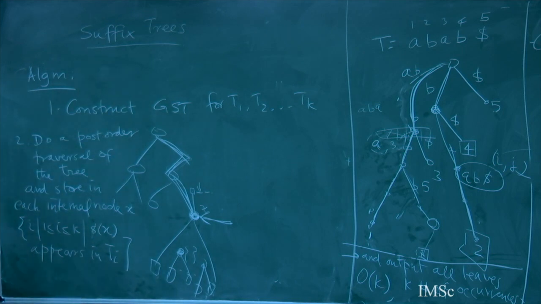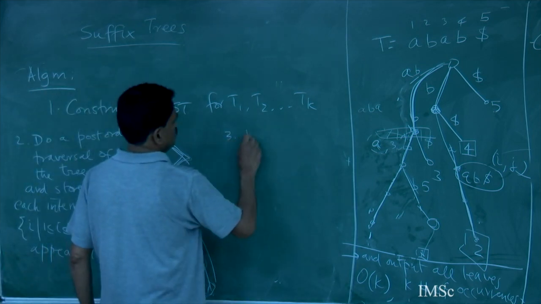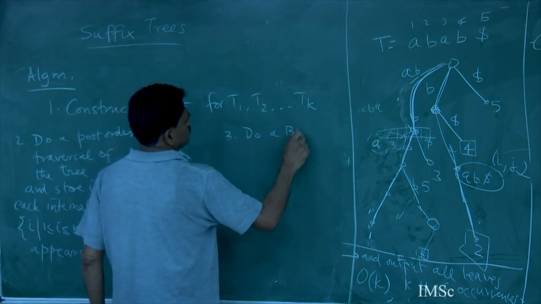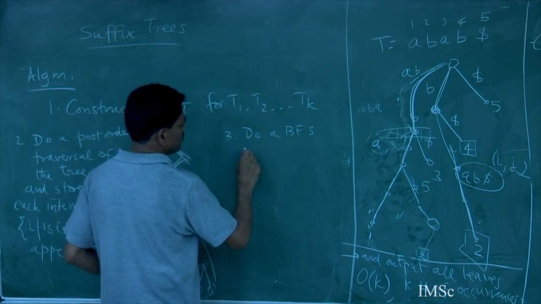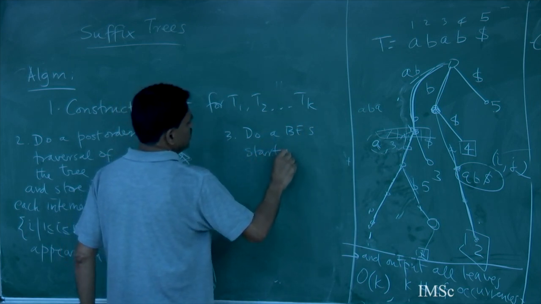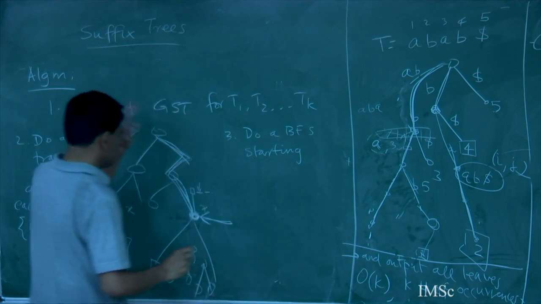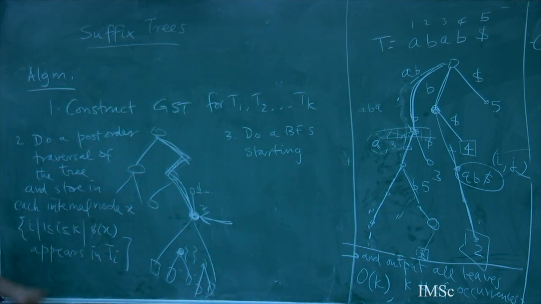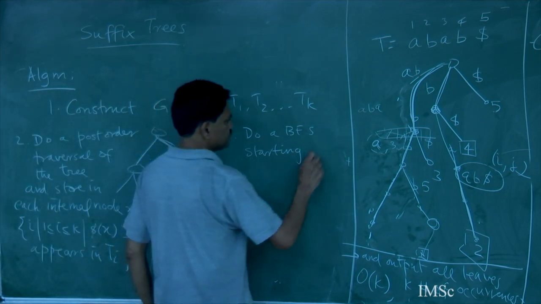Now do another breadth first search or something and figure out the nodes that contain all the sets, right, and among them pick the one which has the longest length, right. So, step 3, BFS, DFS, whatever, it does not matter. The important thing is that you can do it in time linear in the number of nodes in the tree, which is order total length of the strings.